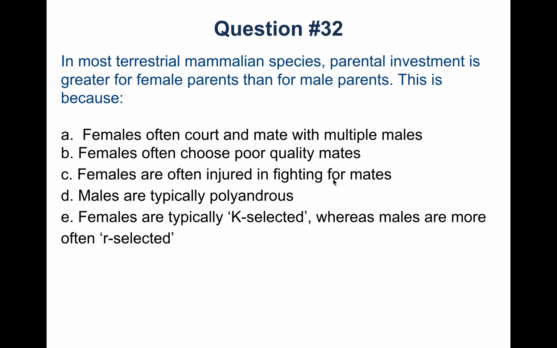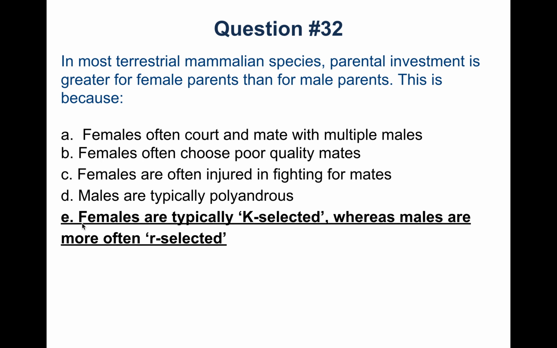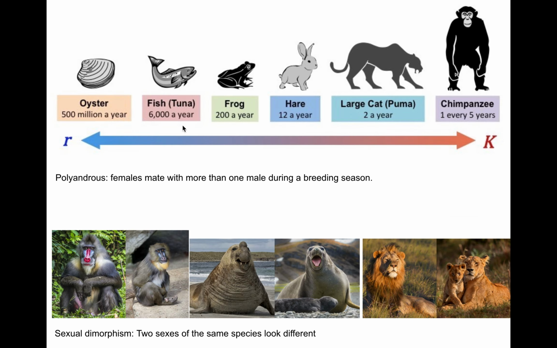Females are often injured in fighting for mates. Again, usually the males are the ones actually courting the females and also competing for females and fighting. So that'll be the males. Males are typically polyandrous. This term does not refer to males. So the answer is females are typically K-selected, whereas males are more often R-selected. All right. So parental investment is greater for females than males.